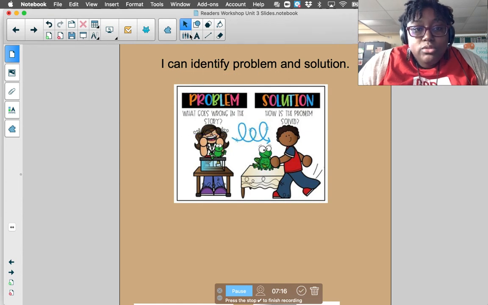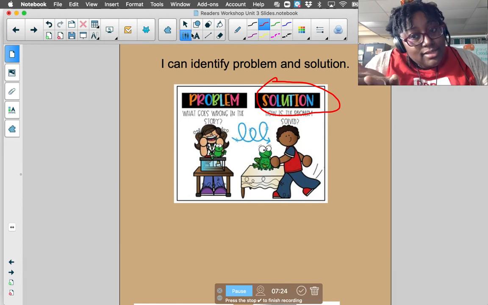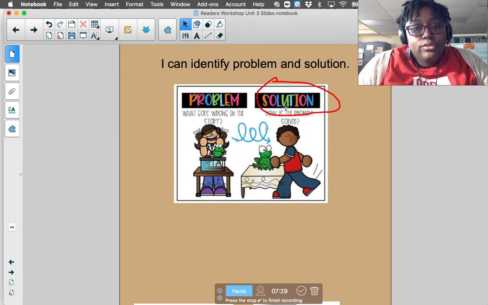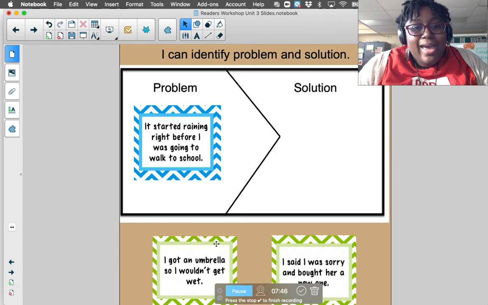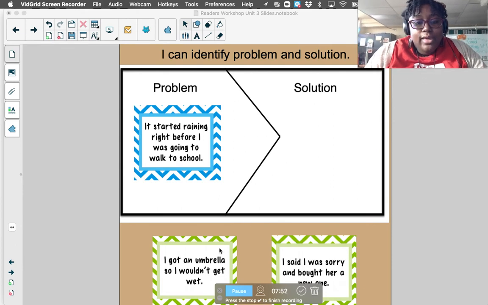Well, most of the time, if there's a problem, there's also a solution. Can you say solution? Solution. The solution is how the problem gets solved or how the problem is fixed. Do you see the boy? He picked up the frog. So the problem was that the frog got out of the cage. But the solution is the boy found the frog and saved him. So I have some problems here for us, and I want you to help me find the solution to the problem, because the problem and the solution have to match. They have to go together.